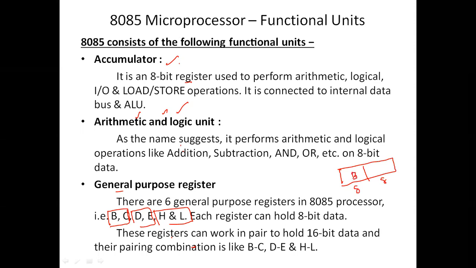If it is a BC pair, this is the higher order and this is the lower order. Individually, if B wants to take, it is going to store only 8 bits of data. If C wants to take, it is going to store only 8 bits of data. If combinedly we have to store 16 bits of data, we have to make use of the BC pair, DE pair or HL pair to hold the 16 bits of data.